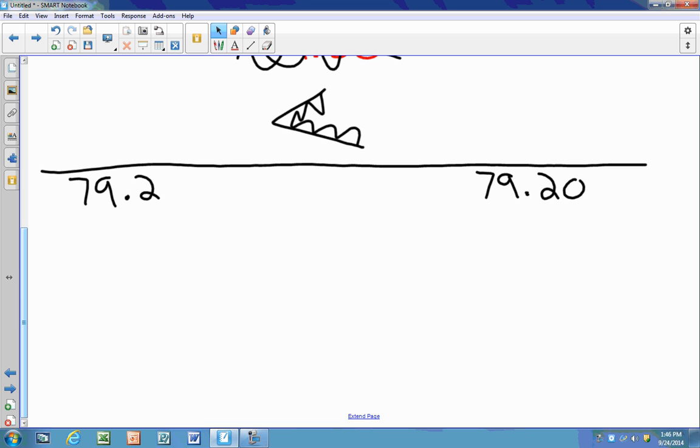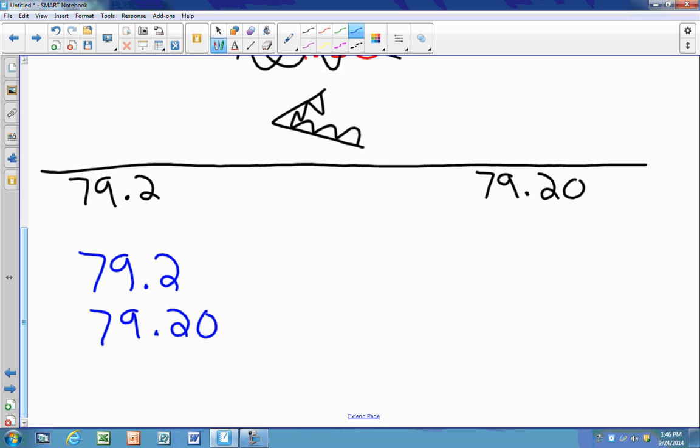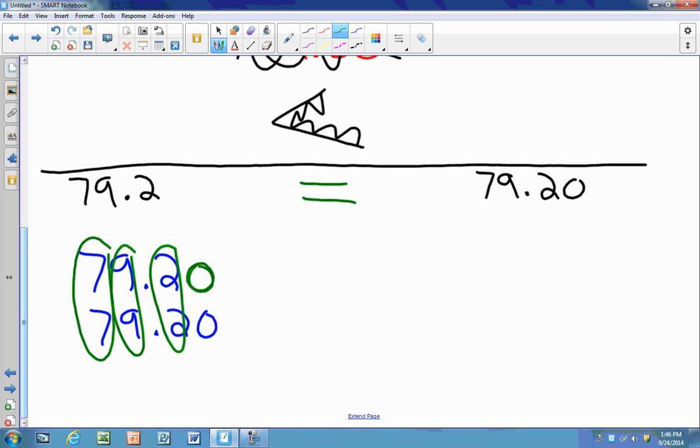Last question. On this page, we're going to line them up. Many of you would tell me that the bottom number is greater because it has 4 digits, and the top one only has 3, and that's not true. So they both have a 7 in the tens place, a 9 in the ones place, a 2 in the tenths place, and then I look in the hundredths place. I have to fill in my other missing digit, which would be a 0, and in this case, when I look at it, these two numbers are equal.